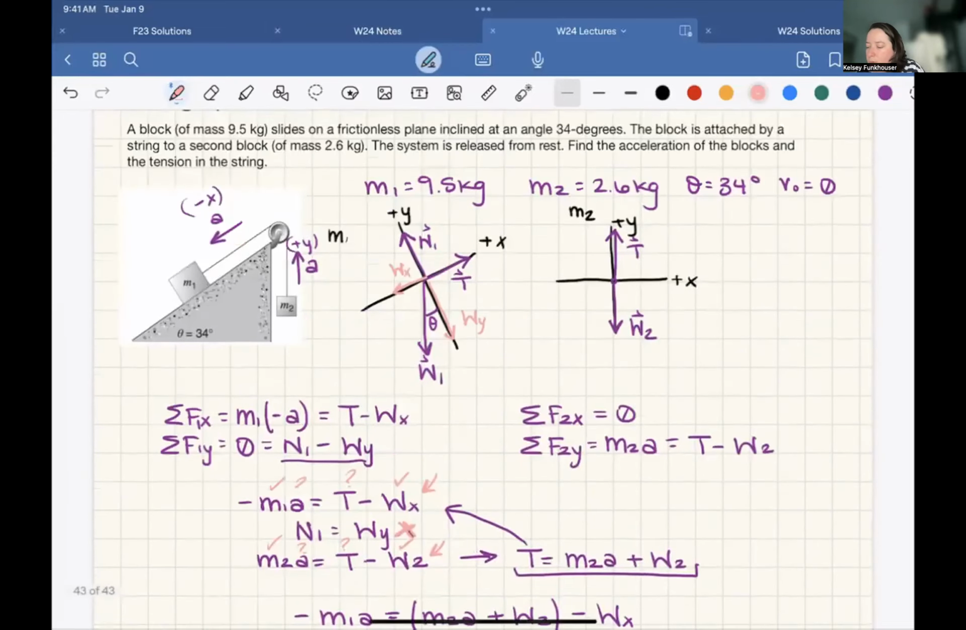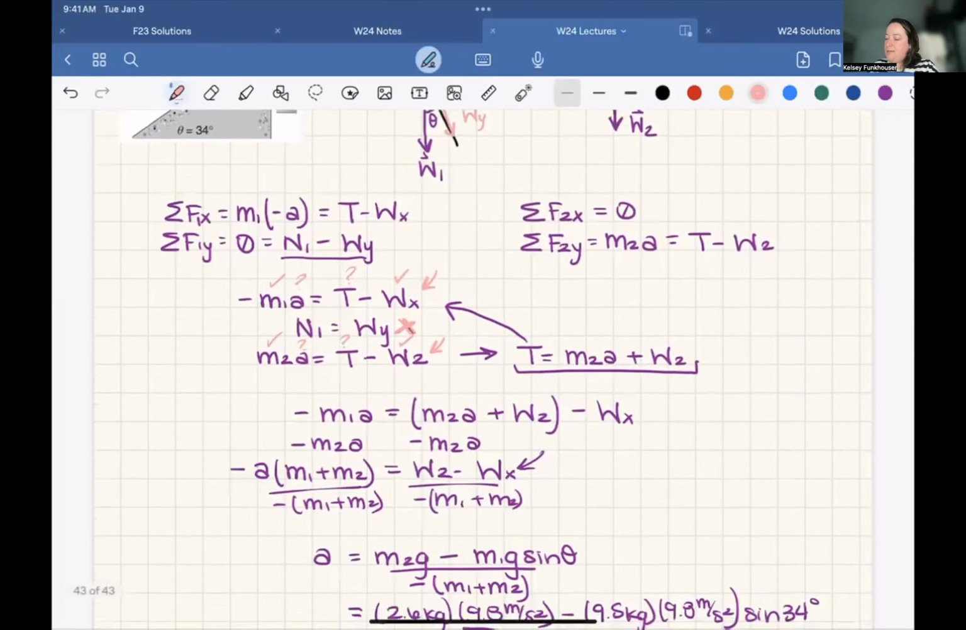And let's go over this one really quickly again too. So we have this situation with 2 blocks, one's on an incline, one's hanging, they're attached by a rope. We drew a free body diagram for both, and again, it's totally okay to situate your free body diagram for each of them slightly differently. So we tilted it for the mass on the incline, and we just left it as straight up and down for the hanging mass. And then we did our equations.